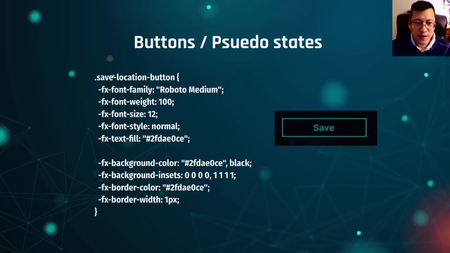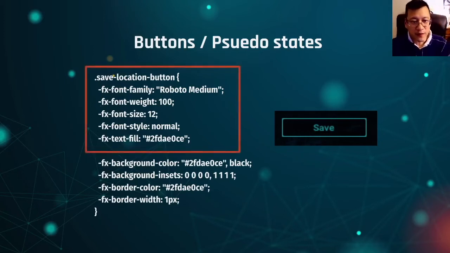So here's the styling for the save button with the class .save-location-button. The first part describes the font information. Here I have a custom font, Roboto Medium, and the rest is describing the font. Next section is how you would describe the background information and also the border.